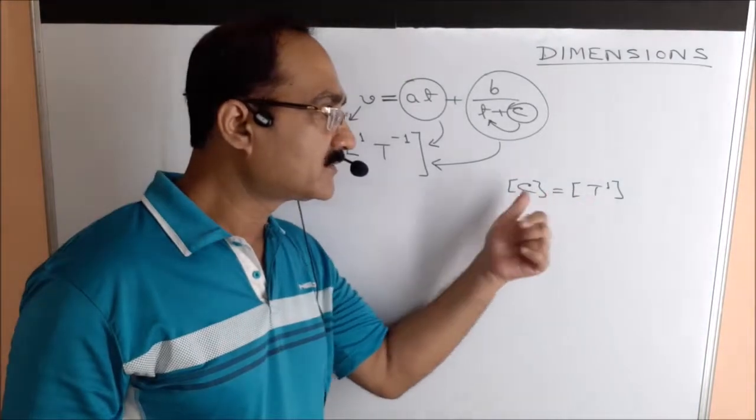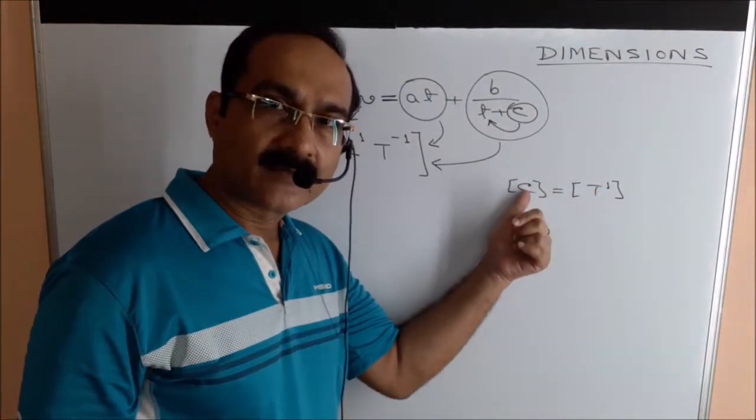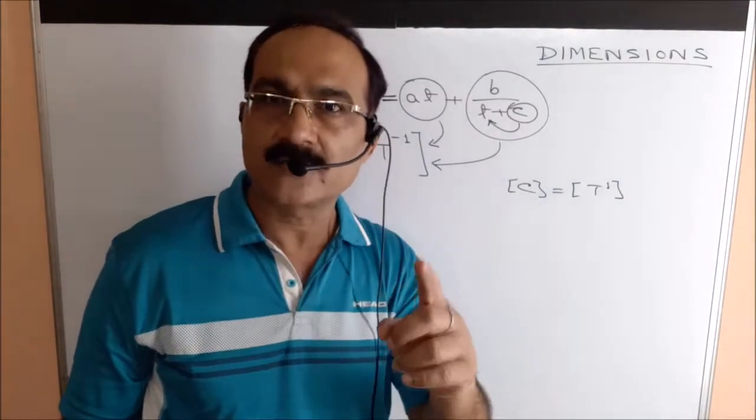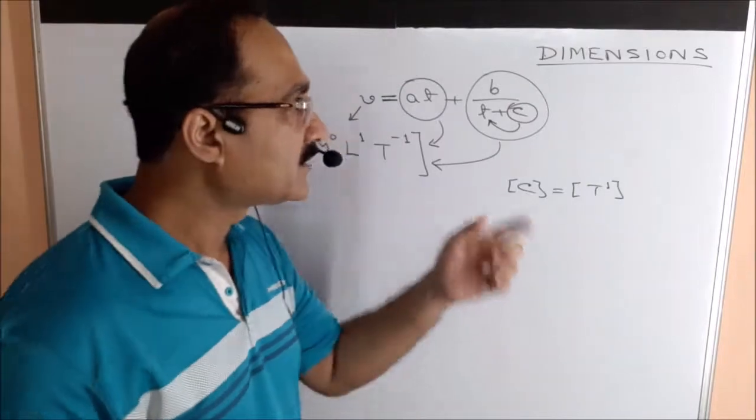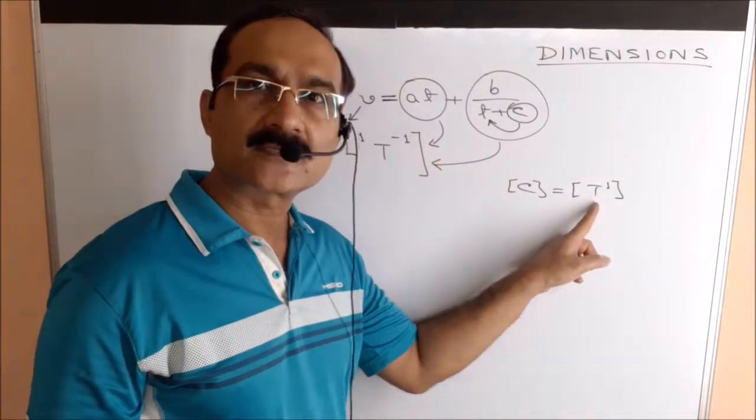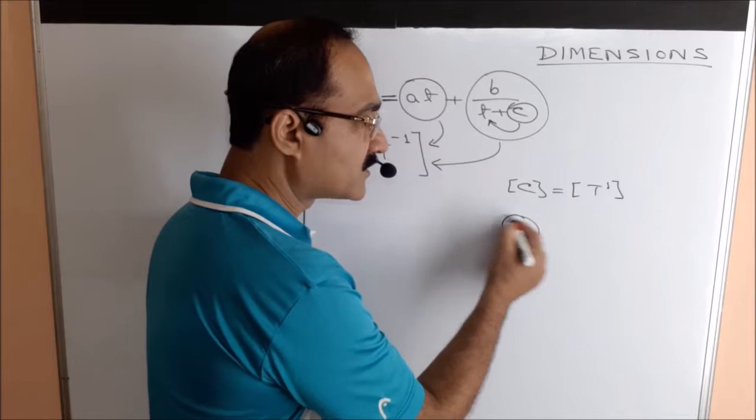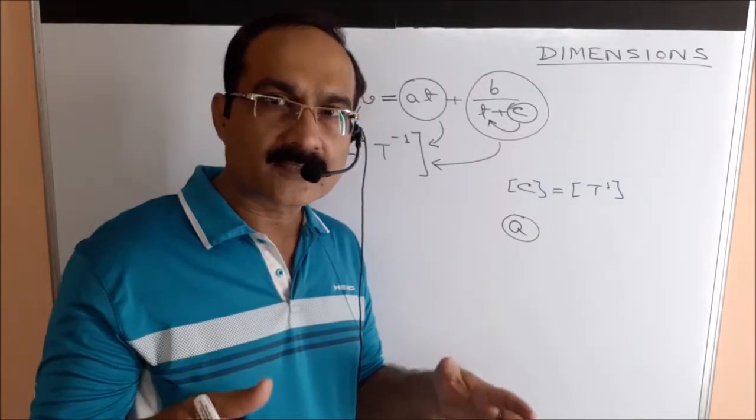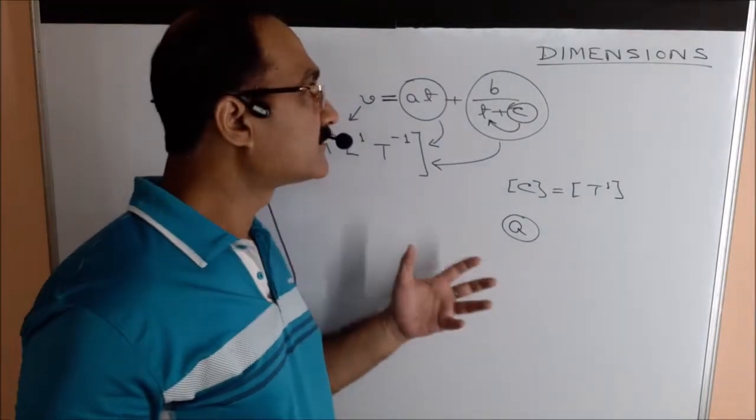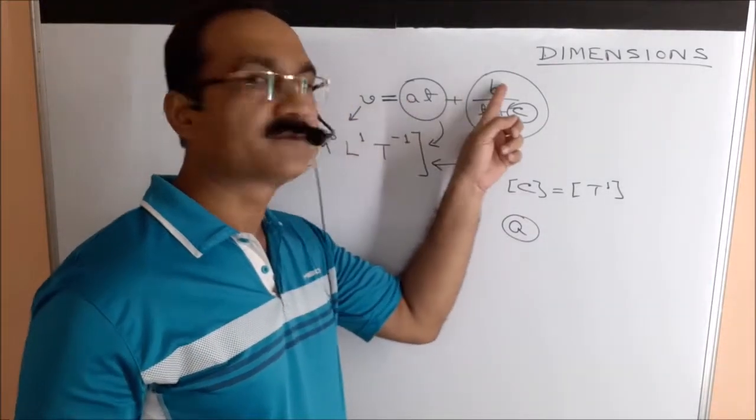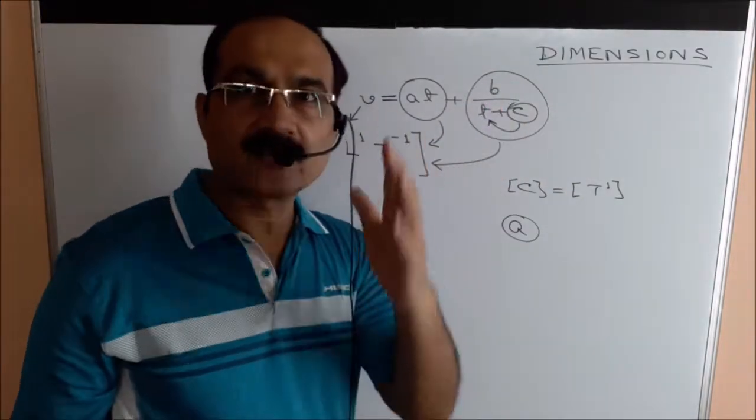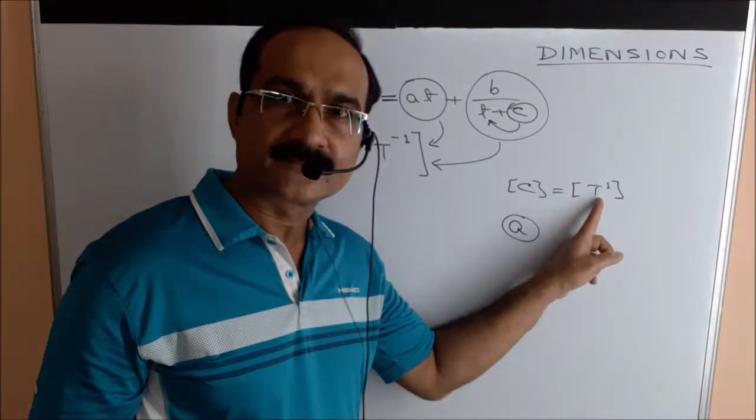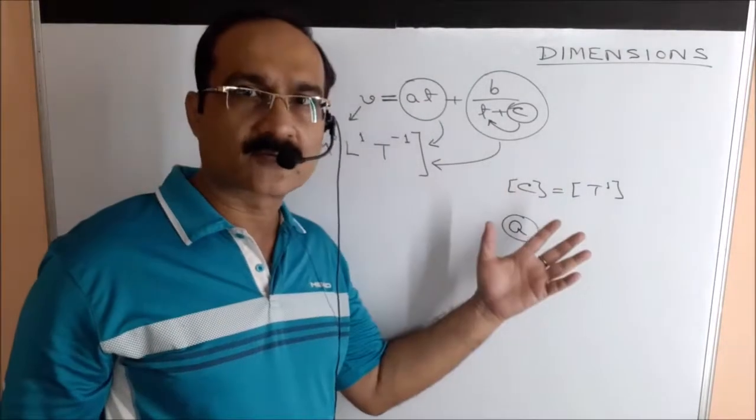Now once you have found out the dimension of one of the unknowns, immediately look at the options. You will see there is only one option, option A, where the dimension of C is given to be this. So the correct option for this question is option A. If you do this, you will save a lot of time. You don't have to find out the dimension of this and dimension of this, because there is only one option where the dimension of C is given as T to the power 1. Clear? So that answers this question.